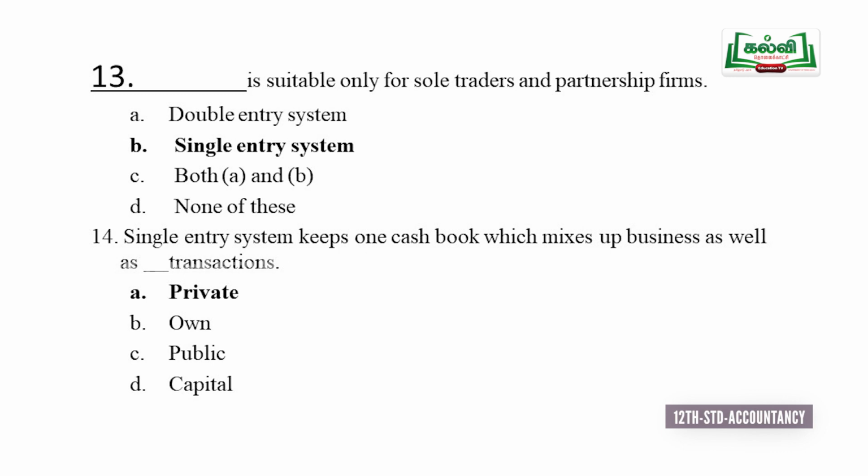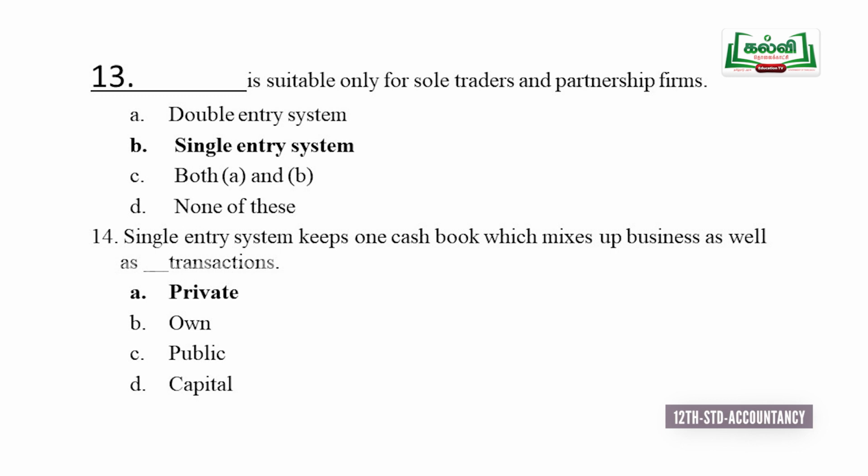Next, question number 13. Dash is suitable only for sole trader and partnership firm. Already we might have seen that accounts from incomplete records are suitable only for sole traders and partnership firms. Then next, 14: single entry system keeps one cash book which makes up business as well as personal transactions, that is private transactions. It is otherwise called domestic transactions.